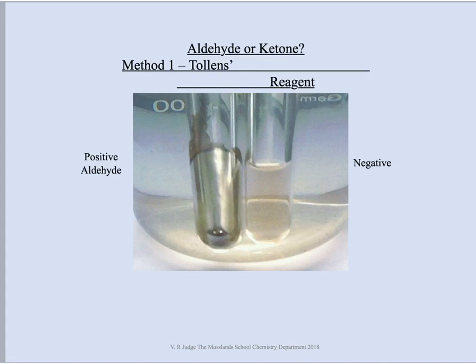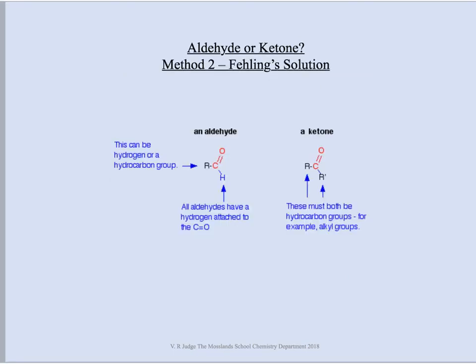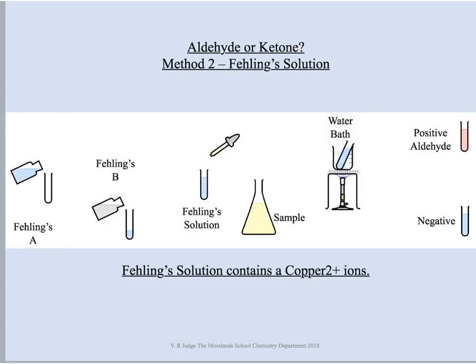So we're now going to have a little look at a second method for testing distinction between aldehydes and ketones, and this is the one that you're going to carry out in your required practical. So the second method is using something called Fehling solution, which again distinguishes between an aldehyde and a ketone. So here we've got the equipment set up to show you how you would use Fehling solution to distinguish between these two functional groups. Fehling solution is a little bit strange.